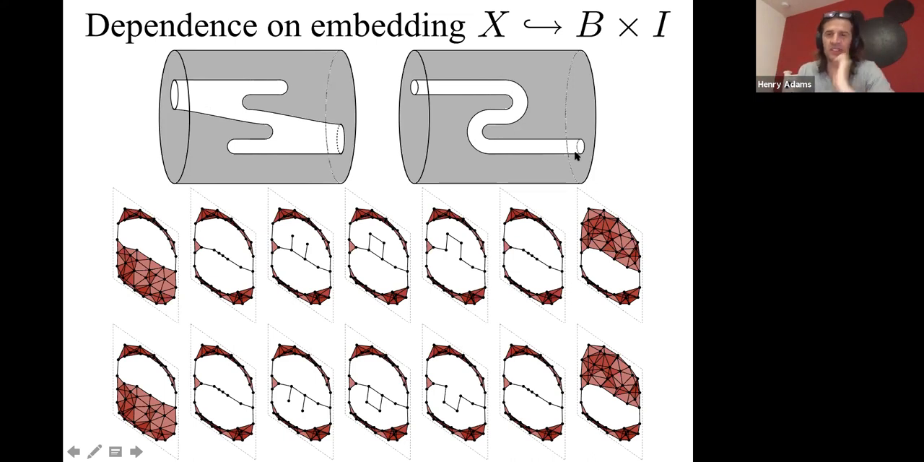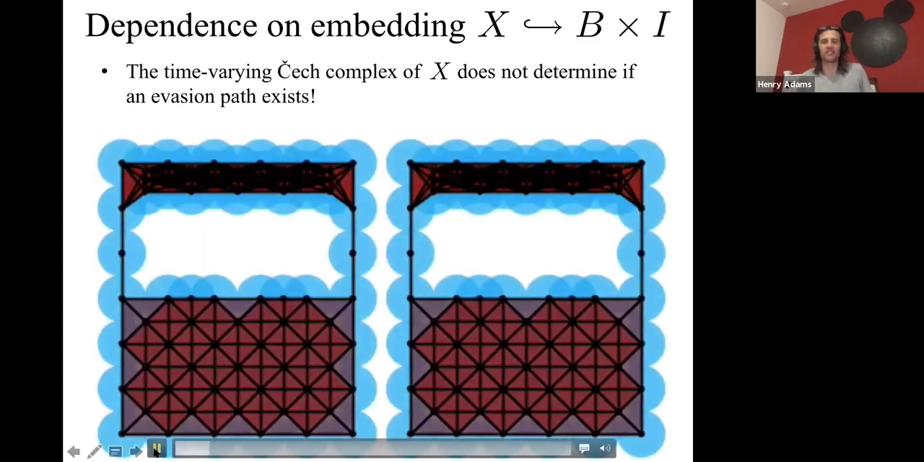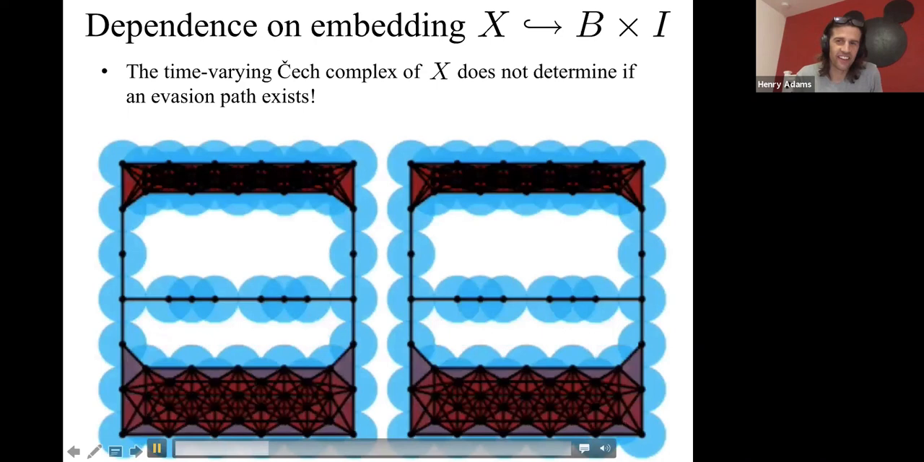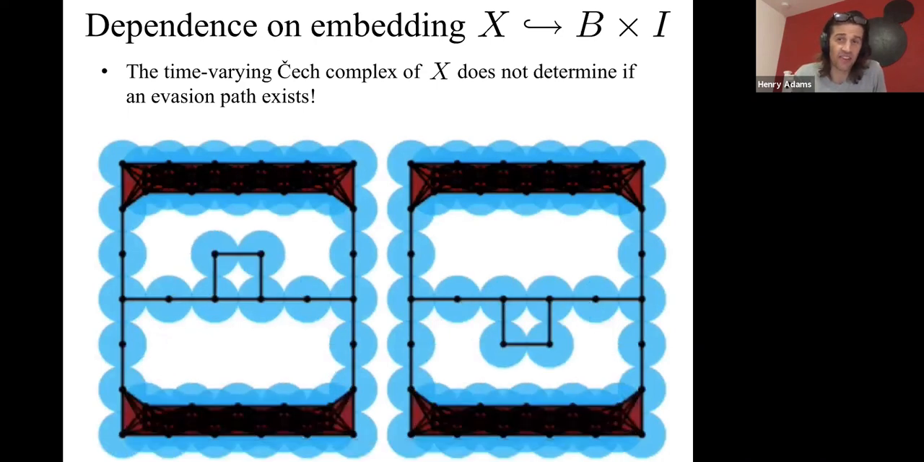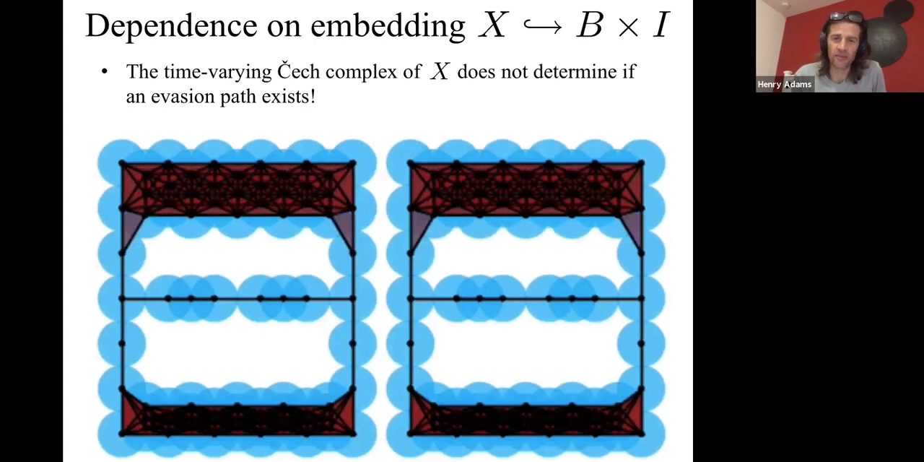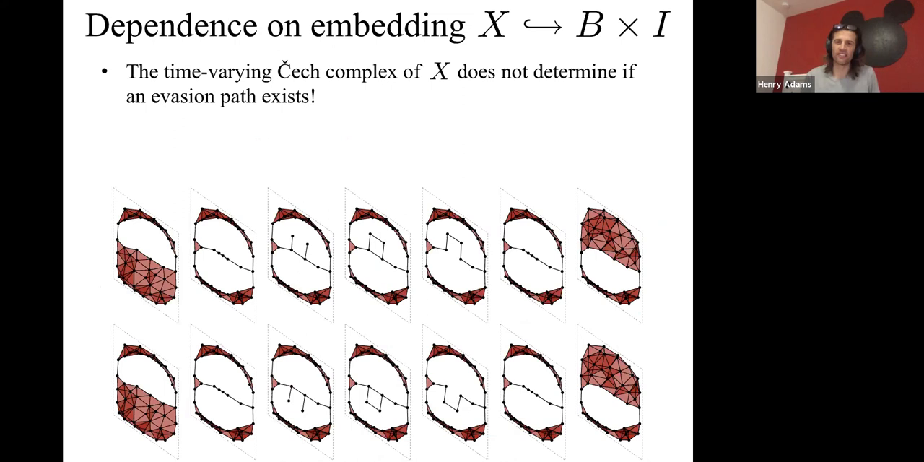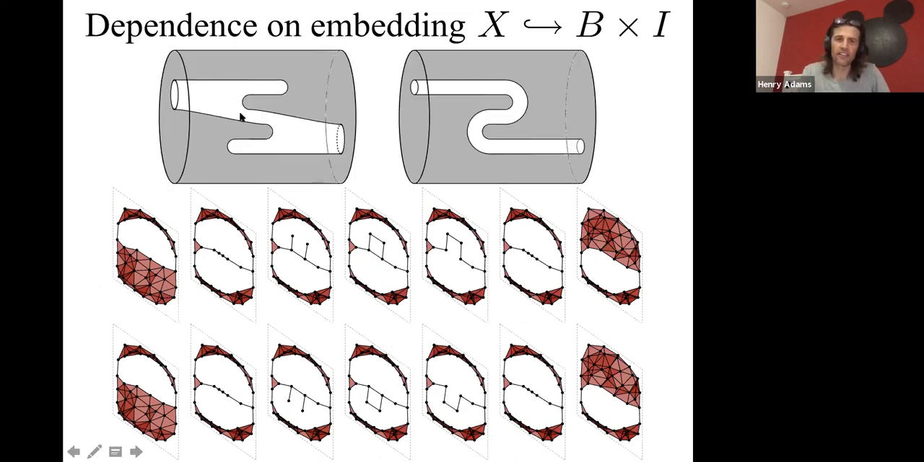Okay, so I was throwing some fancy words at you there, but the main story of this video is that the connectivity data in the time-varying setting is not enough to determine whether you have an evasion path or not. These two examples have the same connectivity data, yet one has an evasion path while the other doesn't.